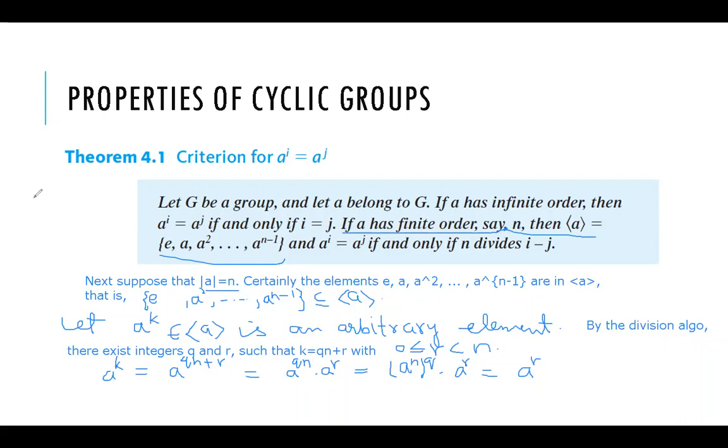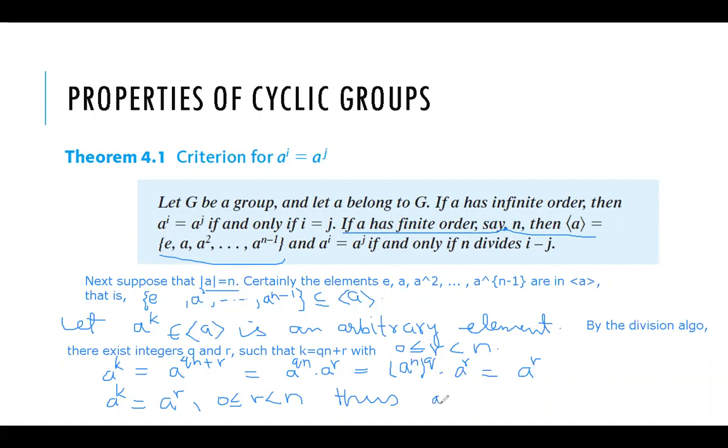That is what we have: a^k = a^r, where r is greater than or equal to 0 and less than n. And this means, since r is less than n and greater than or equal to 0, a^k is some power of a with these conditions. So it means a^k is among these elements.